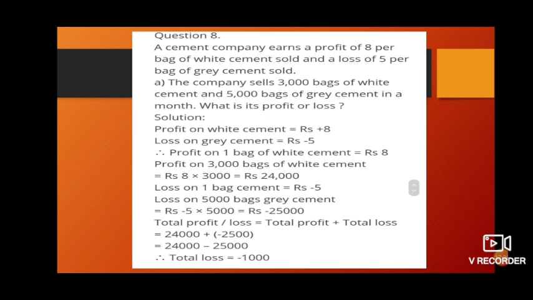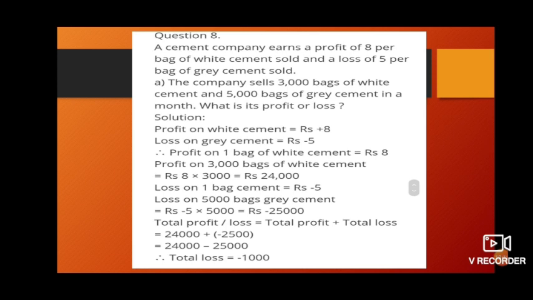The first question. A company sells 3000 bags of white cement and 5000 bags of grey cement in a month. What is the profit or loss? Now we'll see. Profit on white cement is 8 rupees. Loss on grey cement is minus 5. So 1 bag of white cement is 8 rupees, which means 3000 bags of white cement, 8 into 3000, 24,000 is the profit. Now come to the loss. 1 bag of grey cement loss is minus 5, and they sold 5000 bags. So 5000 into minus 5, we'll get minus 25,000 loss.